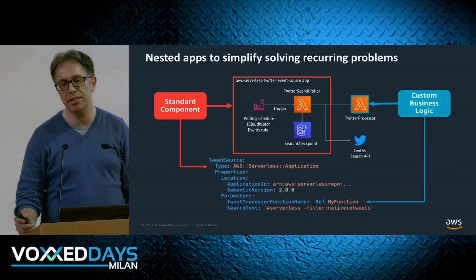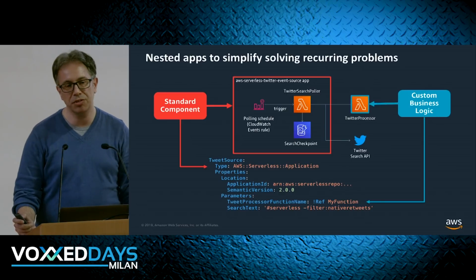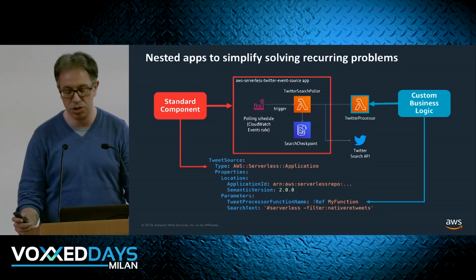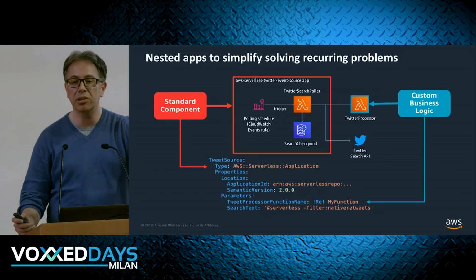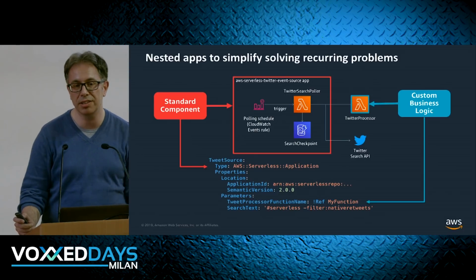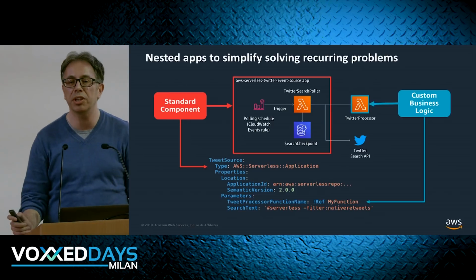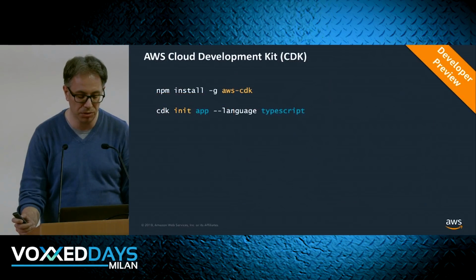This is the ID. This is a semantic version of the application I want to use. And then in the parameters of this application that is embedded, I can pass, for example, the text to search, or the Twitter processor function name that is another function that I'm declaring in the same template for the same stack. So this is an example of how you can reuse a composed serverless application one inside the other, and I think there's lots of interesting use cases that you can use.